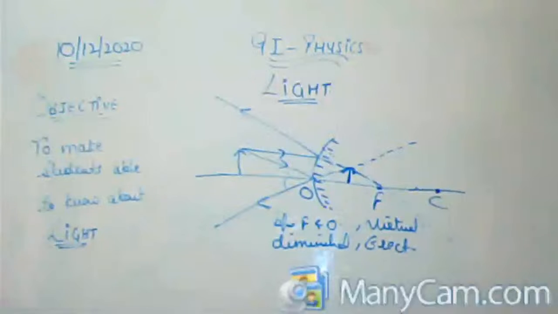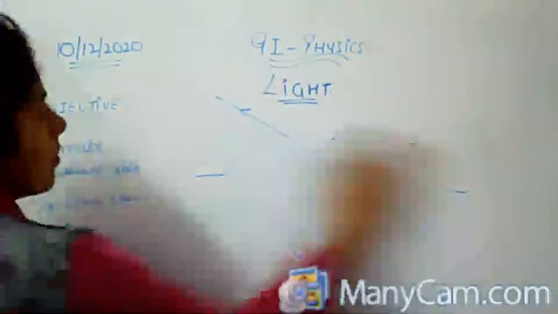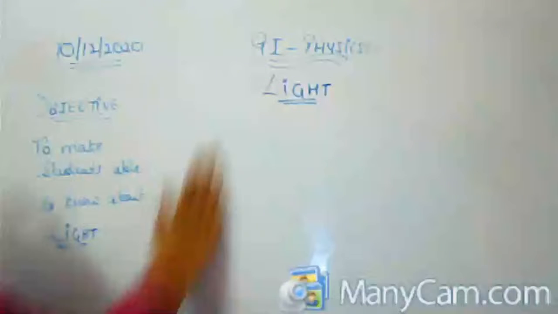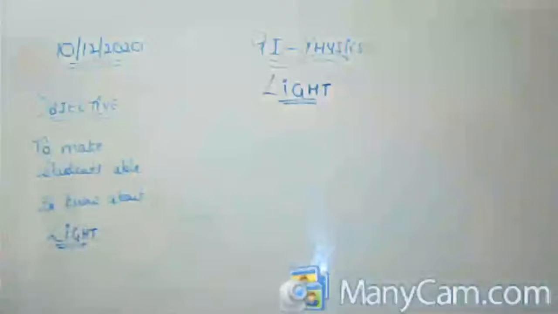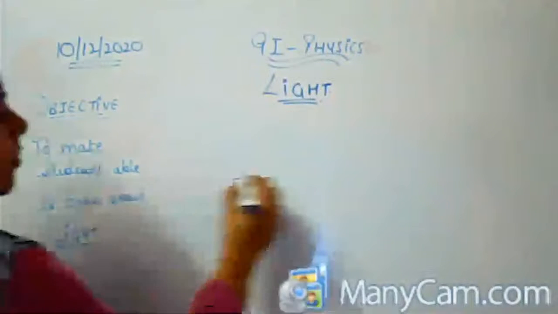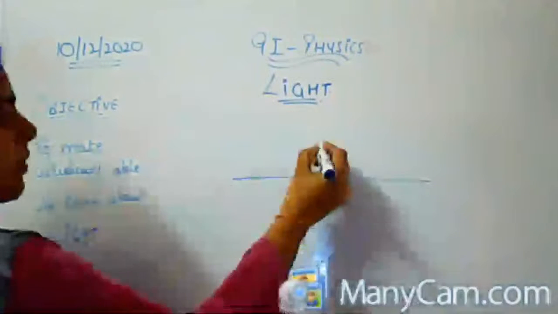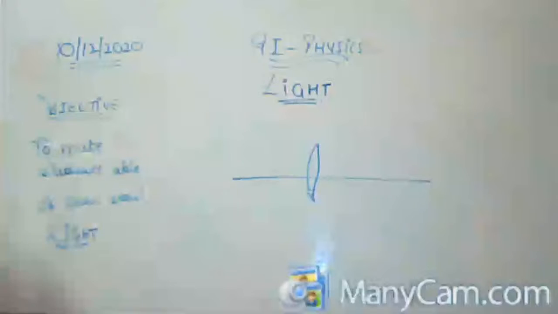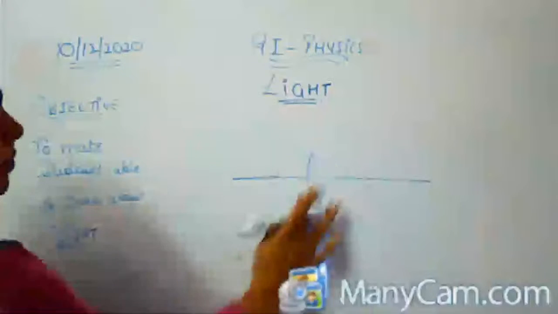Fine. तो अब ये convex lens की बात कर रहे हैं, which is going to be same as the concave mirror. Fine. So how it is? This is your convex lens. Okay.